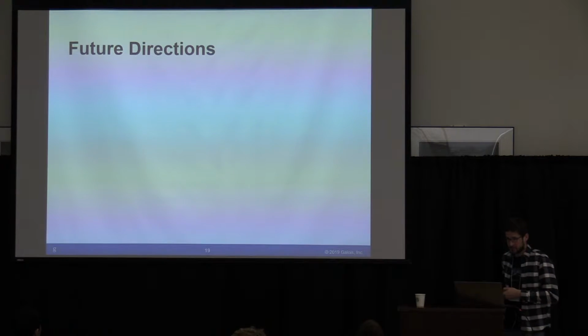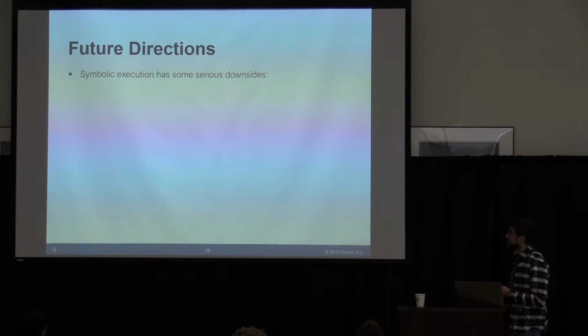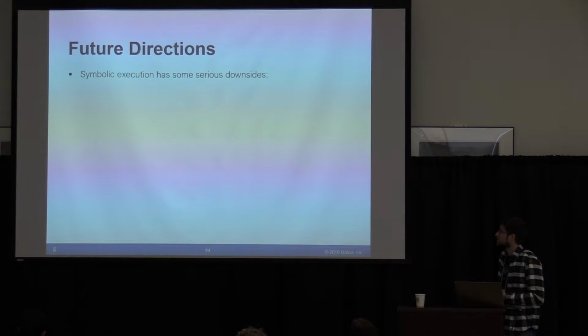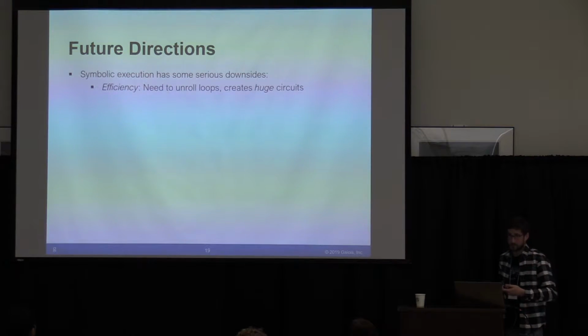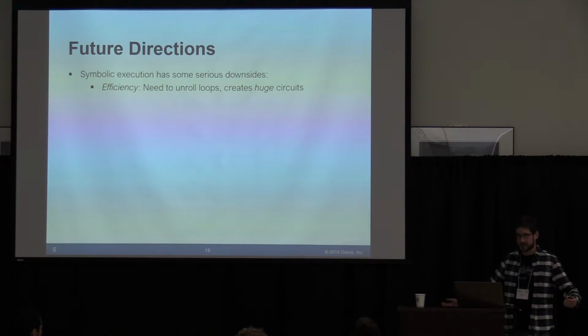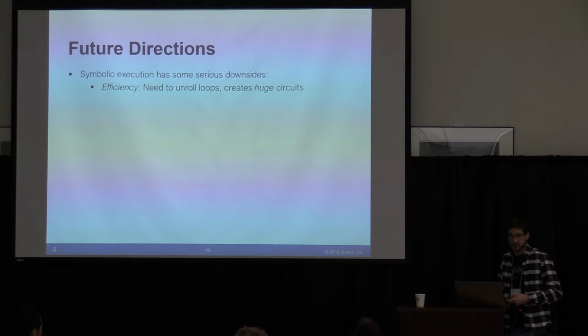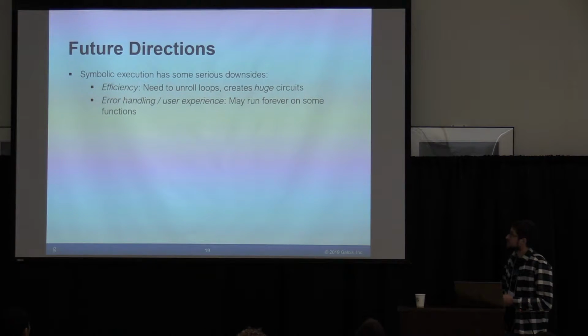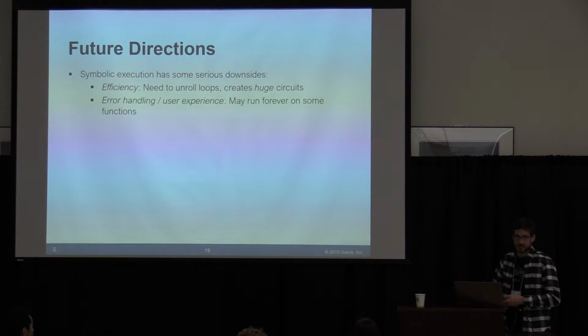In terms of where we want to go from here, I've been talking about how great symbolic execution is, but as the question hinted at, it has some serious downsides. One thing is efficiency. Loops need to be fully unrolled. You're doing this symbolic evaluation, so if you're looping, you need to unroll loops fully. We're creating circuits from this, which can create massive circuits. It doesn't scale well as the complexity of the function grows. The other thing is it's not the nicest user experience, in the sense that you don't really get feedback on how long it's going to take to run or if it's going to get stuck.